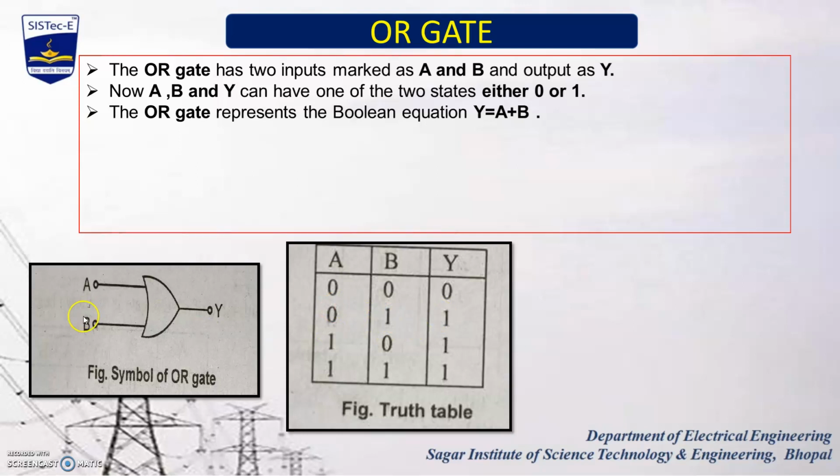In the third case, when input A will be high and B will be low, means A will be 1 and B will be 0. In that case again, the output will be 1 plus 0 and this value will be 1. But in the next case, in which both inputs will be high, means 1 1, input A is high 1, input B is high 1, then output will be 1 plus 1, that will also be 1.